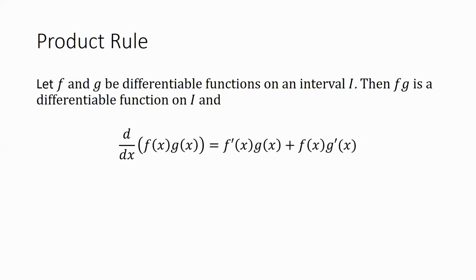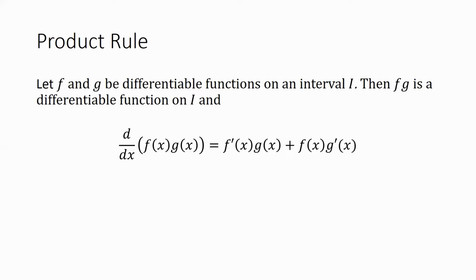So this is what the product rule does. It allows us to take a derivative of two functions being multiplied. Let f and g be differentiable functions on an interval I. Then f times g is a differentiable function on I, and moreover, the derivative of f times g is equal to f prime times g plus f times g prime.